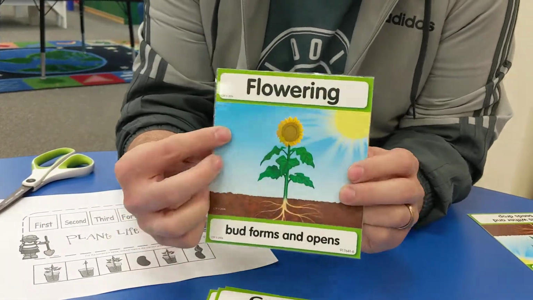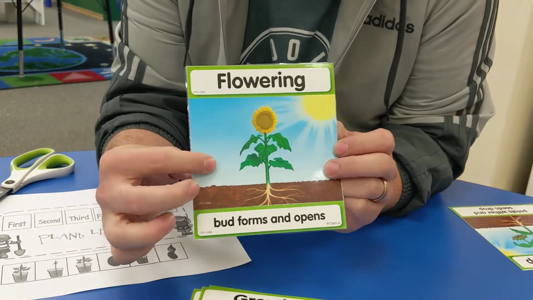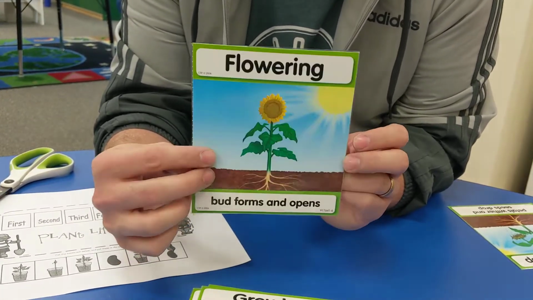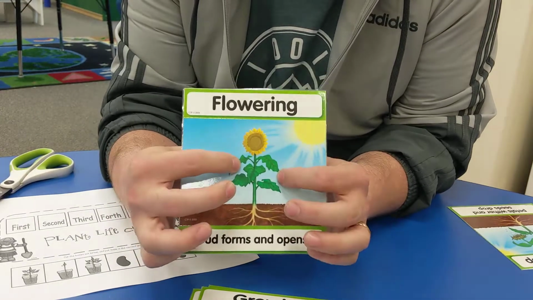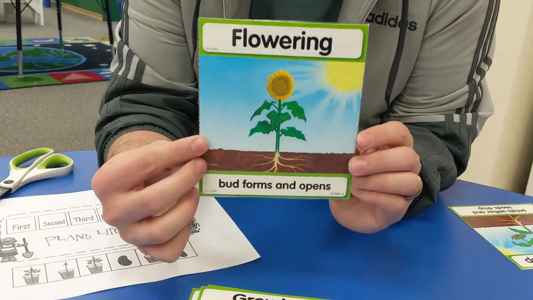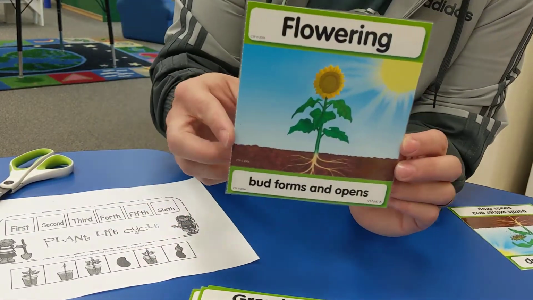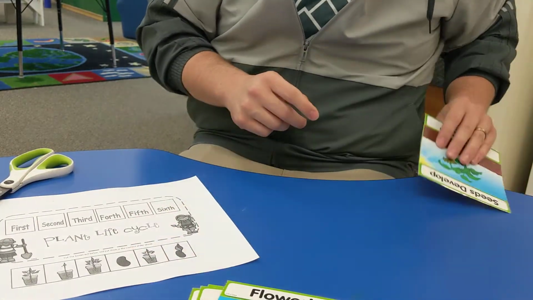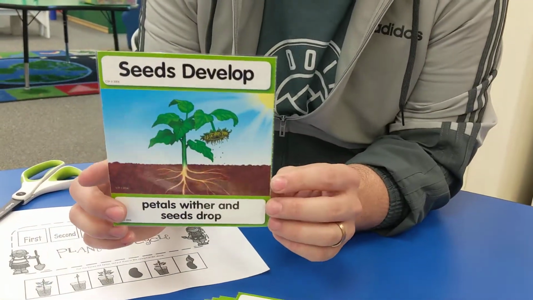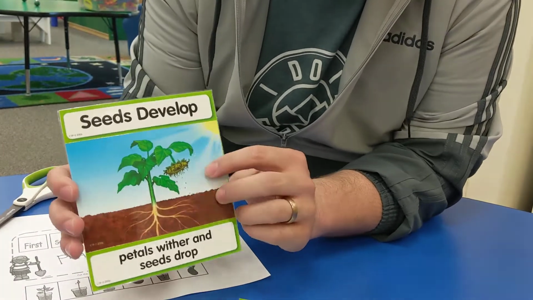Now this is the pretty part, right? Now we start to see the flower, and the bud forms and opens up. Now we see we have lots of leaves, we have lots of roots. This is a very healthy plant now, so flowering. And then the last part in the cycle of a plant is the seeds develop.